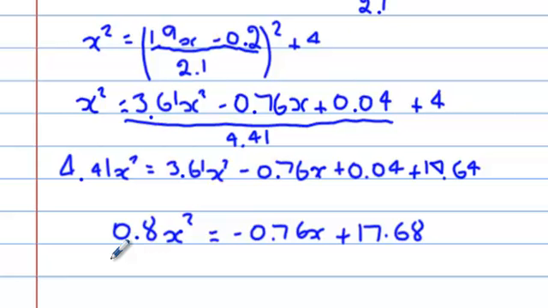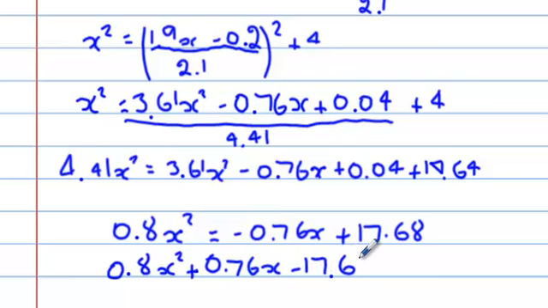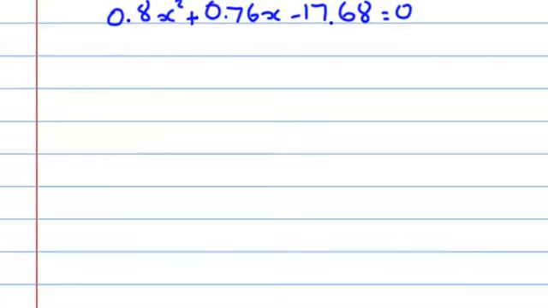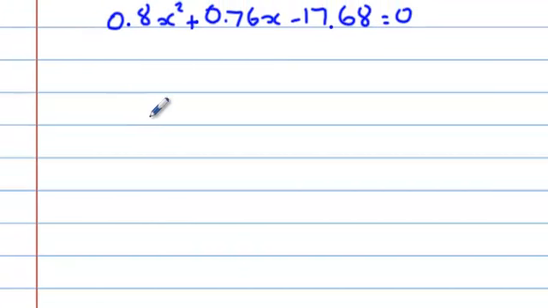I'll collect everything over to the left, so I get the standard form for a quadratic. So 0.8x squared, add 0.76 to both sides, so I get plus 0.76x, subtract the number term, that will be equal to 0, and that's a quadratic. So all I've got to do is solve that now. Just bring it back into shot. So to solve that, obviously lots of decimals, we're going to do it with the formula.